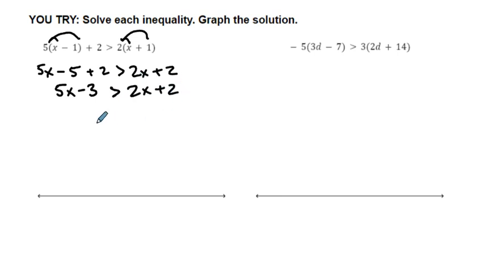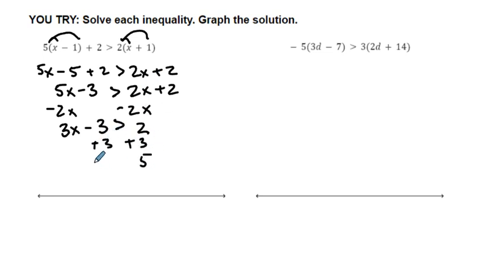All right, so my next step is I am going to move the variables over to this side, and then we'll move the numbers over to this side. So we'll go negative 2x, negative 2x. It's going to give me 3x minus 3 is greater than or equal to 2 because these cancel. And then when you add 3 to both sides, you get 5. 3x is greater than 5. I'm going to write that up here. And my last step is to divide. And you get x is greater than 5/3.